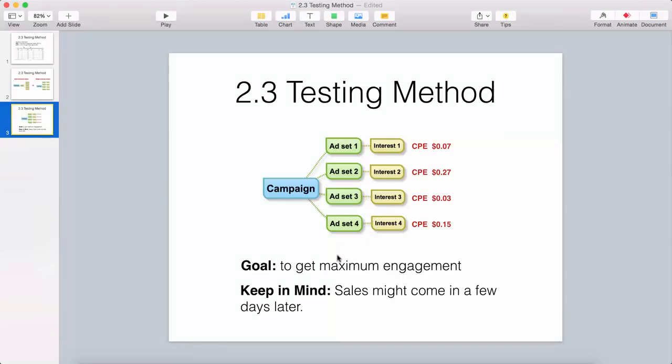Before I show you the step-by-step, I want you to keep in mind that in PPE ads, sales might not come in the first 1 or 2 days. It might come a few days later, because when people share your post, you have to give it some time before their friends see the post and buy it from you.